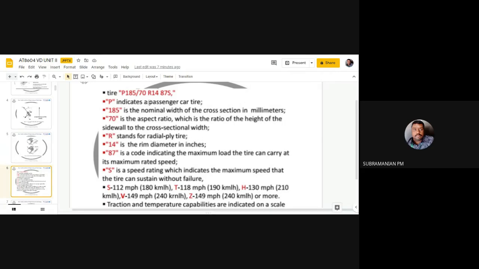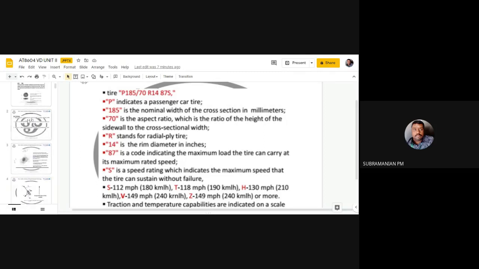And again we have R. What does R stand for? Radial ply. If I put another letter, it would denote a cross ply tire. In a radial ply tire, all the plies run in the radial direction. And after R, there is one number that denotes the rim diameter in inches.